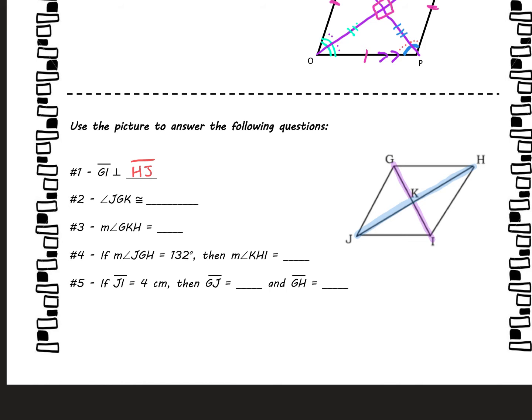All right, the next question says angle JGK, so J to G to K, so we're looking at this angle right here, is congruent to which other angle? Well, JGK is going to be congruent to 3 other angles in this rhombus, but let's pick the easiest one, which is going to be its neighbor. So it's also going to be congruent to HGK.